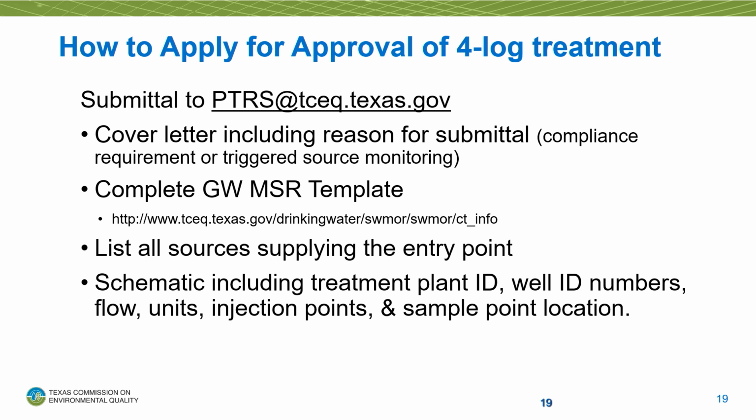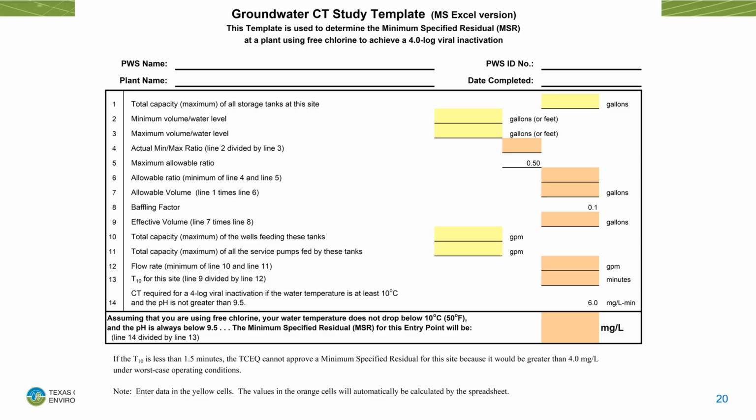And on that template, you'll basically show all the sources that are going into that treatment plant. So on the template and the schematic, you'll show your treatment plant ID, your well ID numbers, your flow rates, injection points, and of course monitoring points. So this is what a groundwater CT study template looks like. It's actually, this is all it is. So it's pretty simple. And you just fill in the yellow cells with the information from your plant.